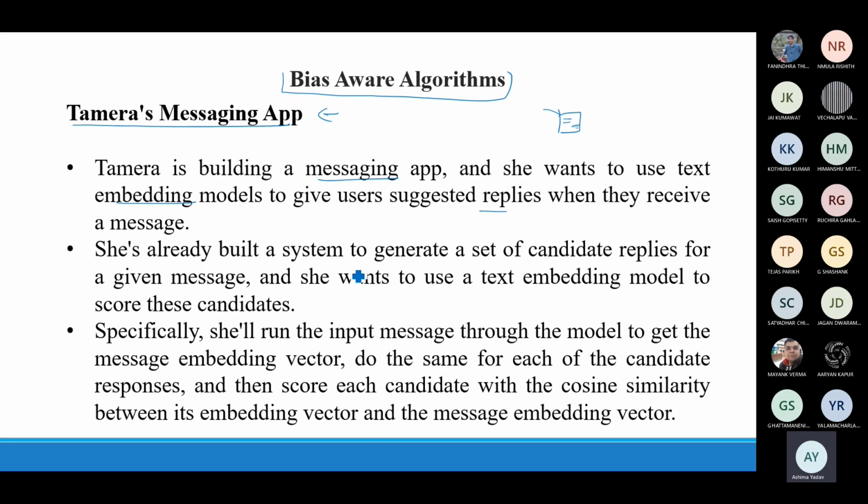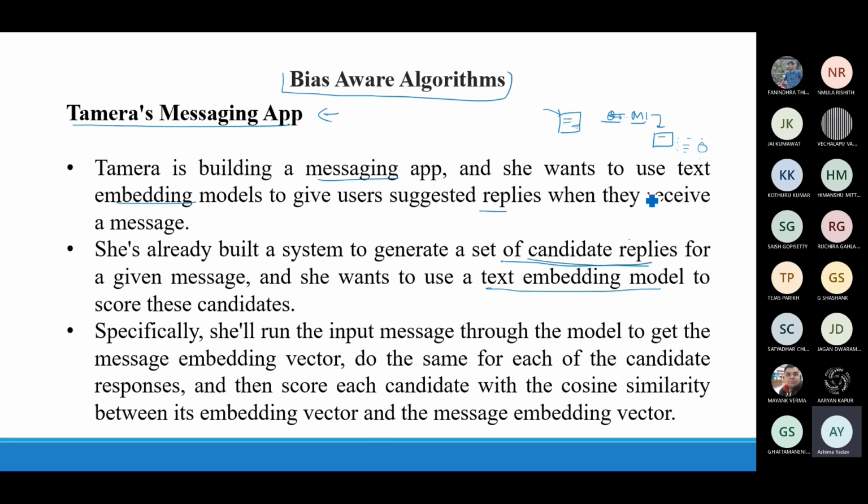So she planned to generate a set of candidate replies. Let's say you have a message on your phone from one person. Then what could be the possible replies for that particular message? So she planned to generate a set of candidate replies, and she wants to use the text embedding model to score the reply. Obviously every reply will have a certain score. The reply with the highest score will be selected as the final reply to the user.